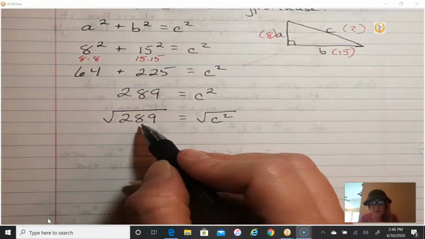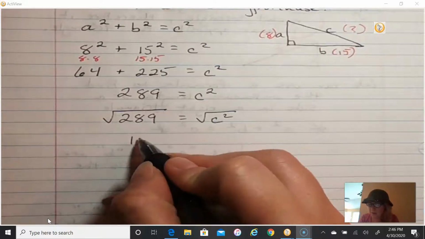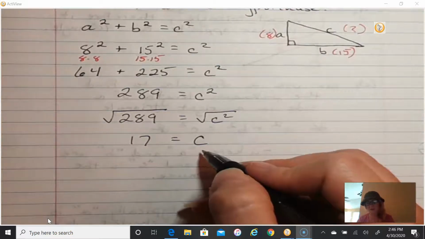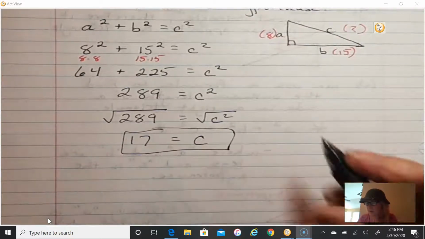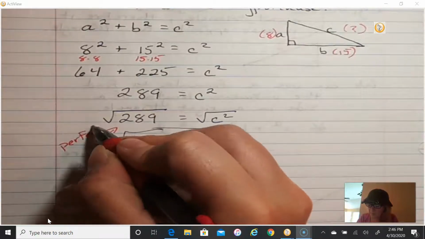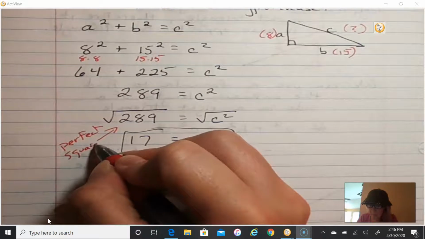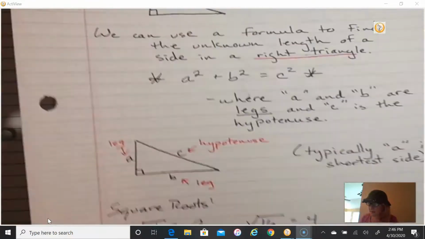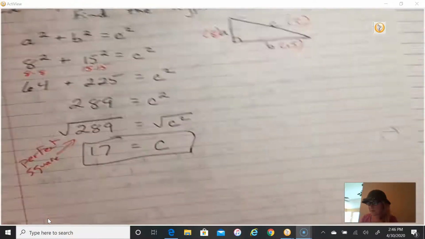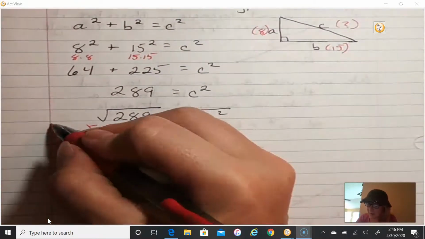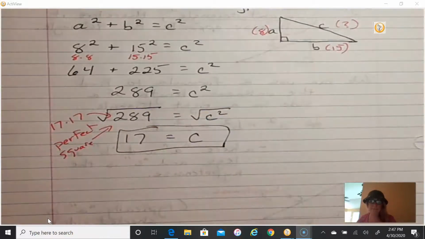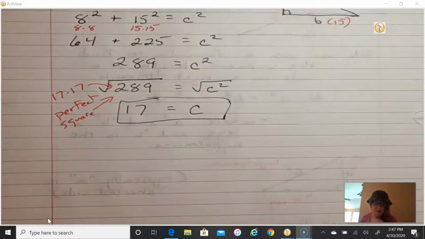They have a square root button on your calculator. You can use that. But the square root of 289 is 17. It's a perfect square. The square root of c squared is c. And there's your answer. So this is a perfect square, just like these down here. Those are perfect squares. So 17 times 17 gives you that.